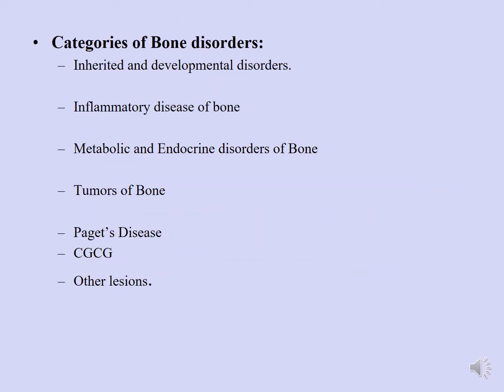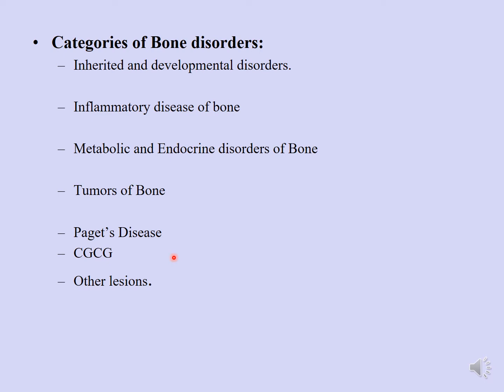So first, let's look at how we categorize bone disorders in general. Mainly they are categorized as inherited and developmental disorders, inflammatory disease of bone, metabolic and endocrine disorders of bone, tumors of bone, and diseases that are categorized as tumor-like lesions, namely Paget's disease and central giant cell granuloma, and other lesions.